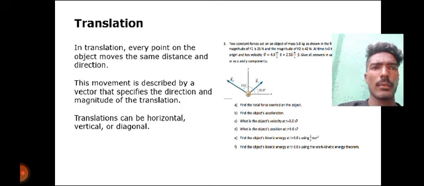Translation. In translation, every point on the object moves the same distance and direction. This movement is described by a vector that specifies the direction and magnitude of the translation. Translation can be horizontal, vertical, or diagonal.